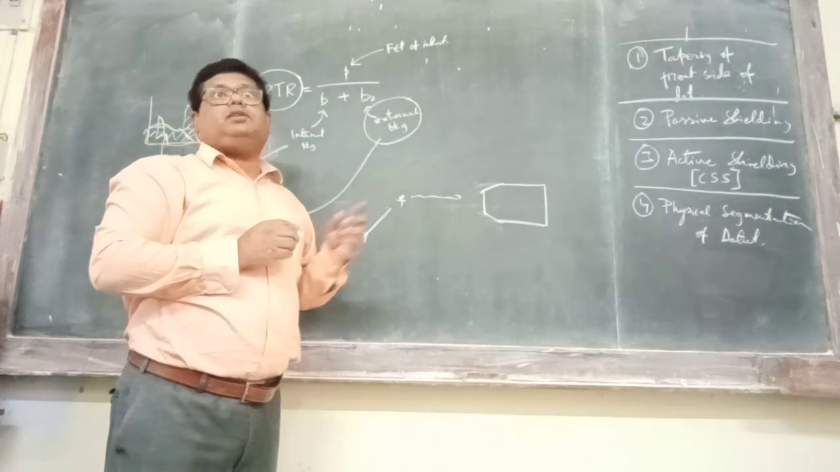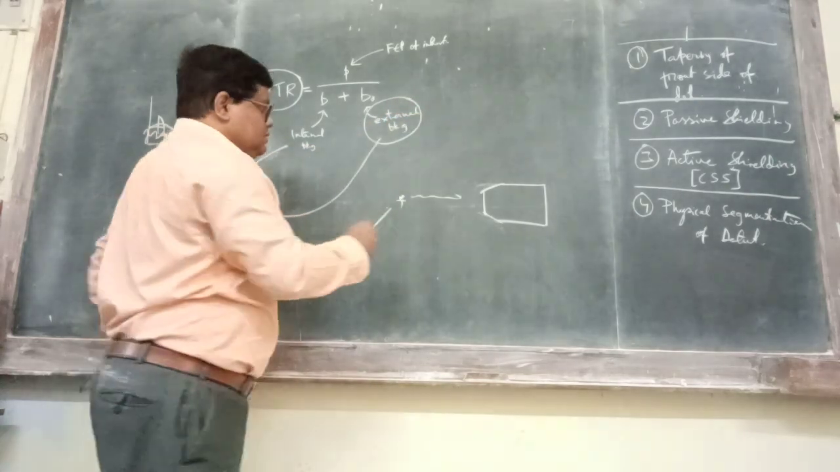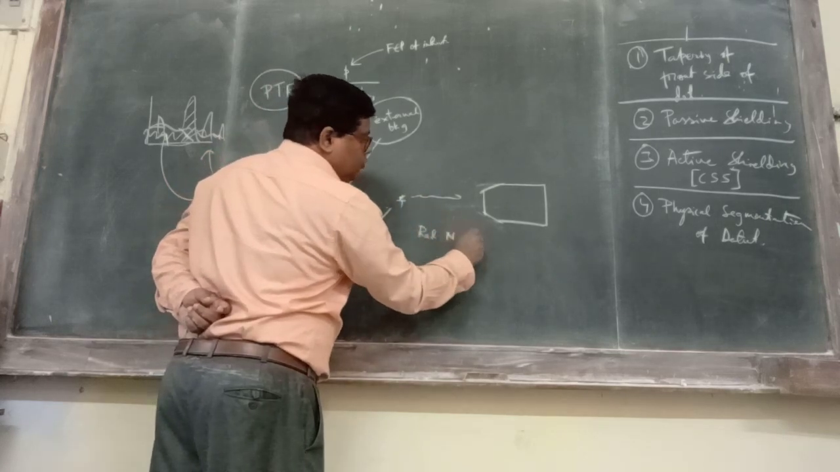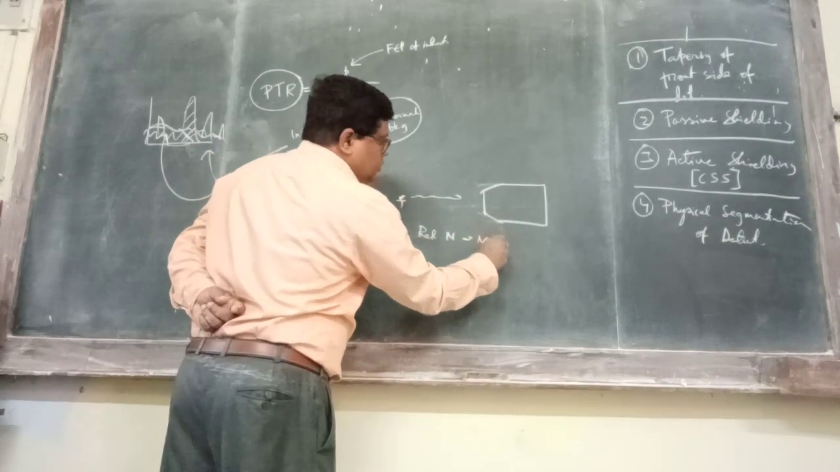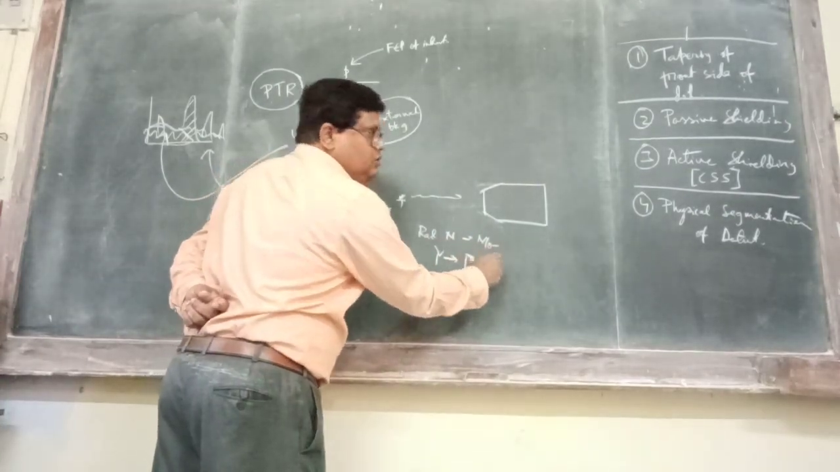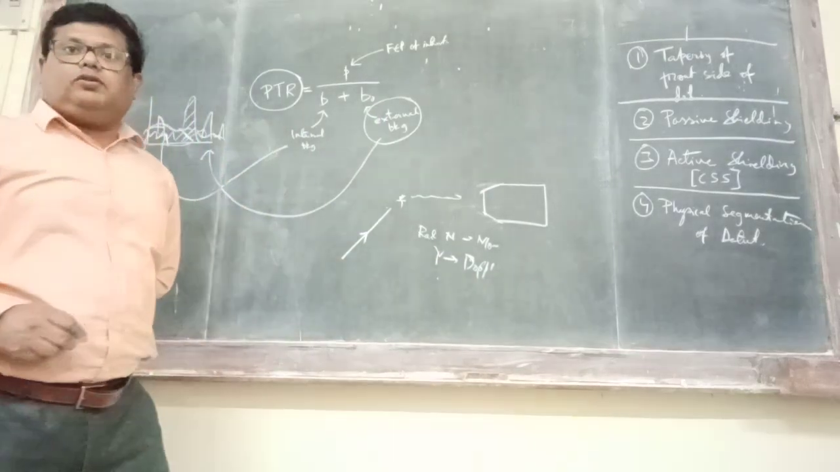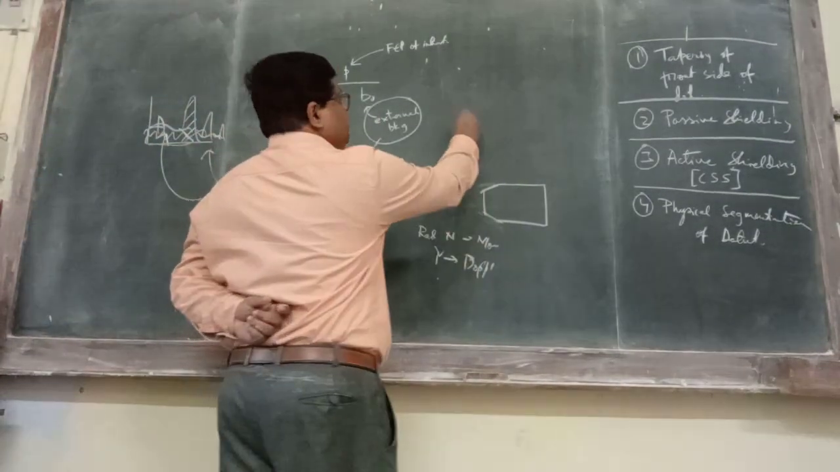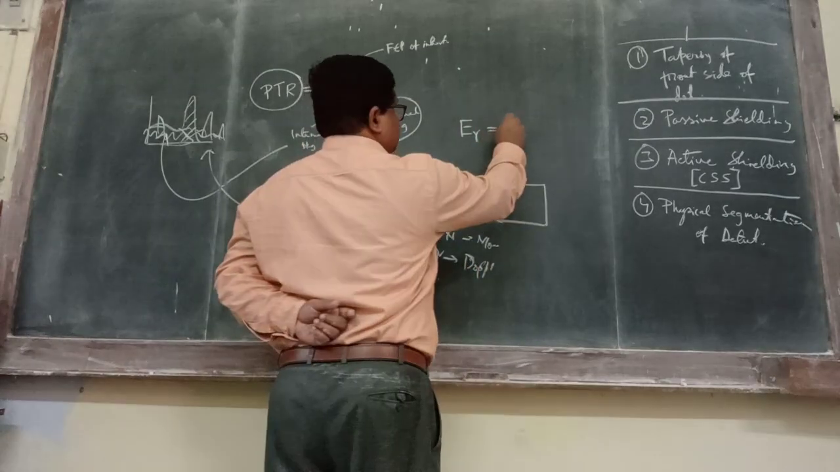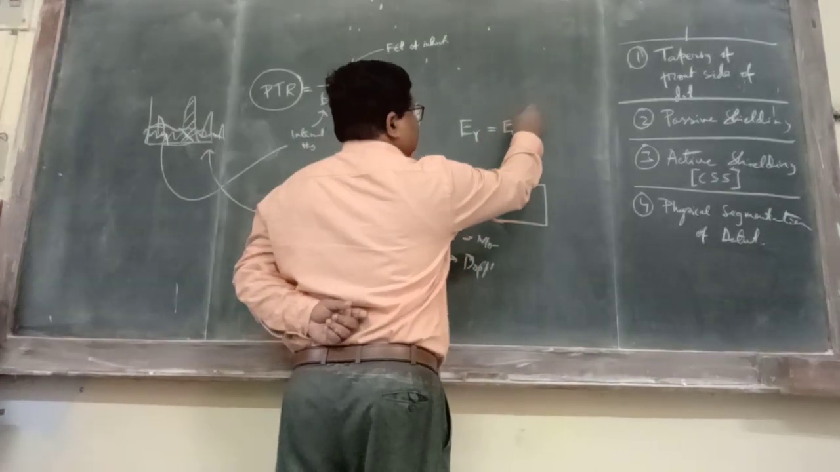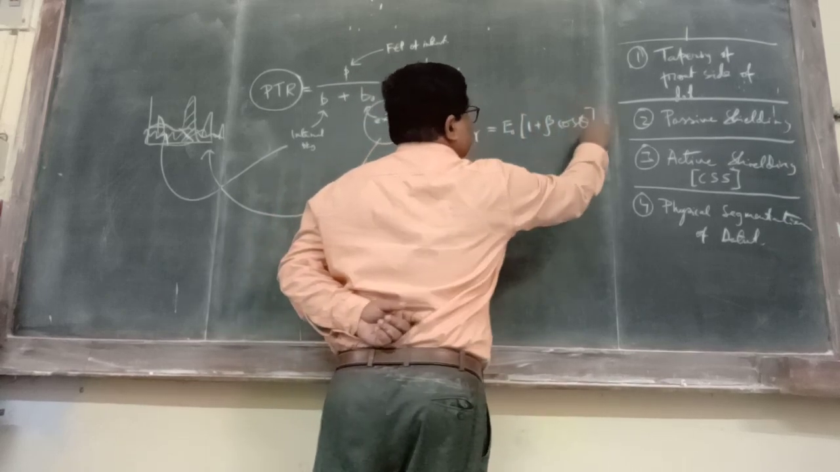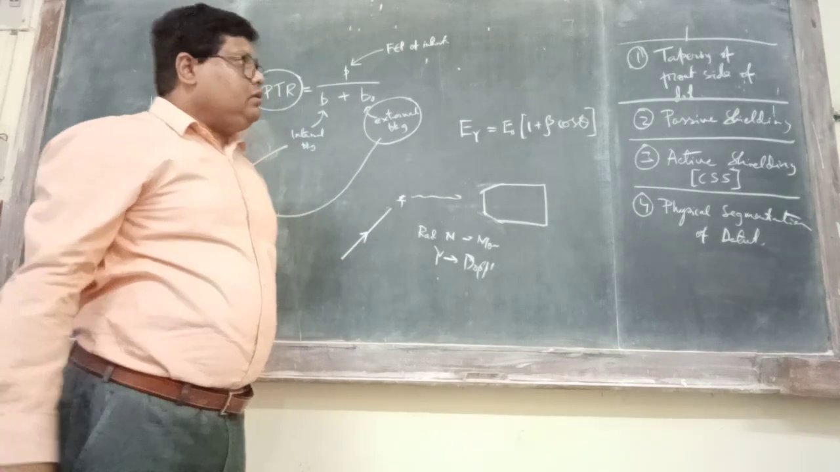So what will happen to the gamma ray? Since the radioactive nuclei is moving, the gamma ray will be Doppler broadened. Isn't it so? This is the basic idea. We know about Doppler broadening. Now what is the expression for Doppler broadening? I am going to write down the non-relativistic expression. E gamma equals E0 times (1 plus beta cos theta). Good, no problem.